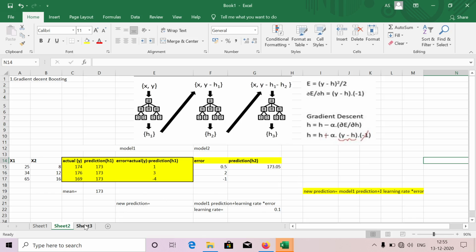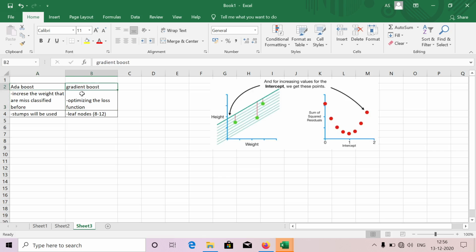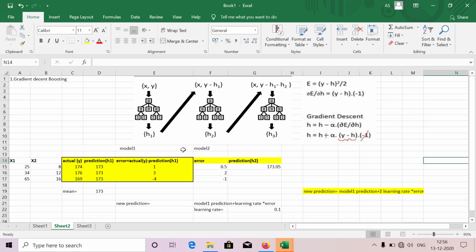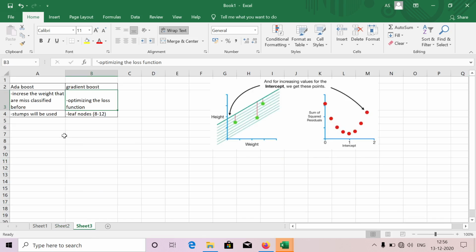Now we'll see the difference between AdaBoost and gradient boost. In AdaBoost, we increase the weight of all the misclassified objects. For example, in iteration 1, the objects that are misclassified get an increased weight, and that is passed to the next iteration. This is the way AdaBoost works. In gradient boost, we are optimizing the loss in each and every iteration. In every iteration we are reducing our loss function, optimizing the error we got from the previous model.